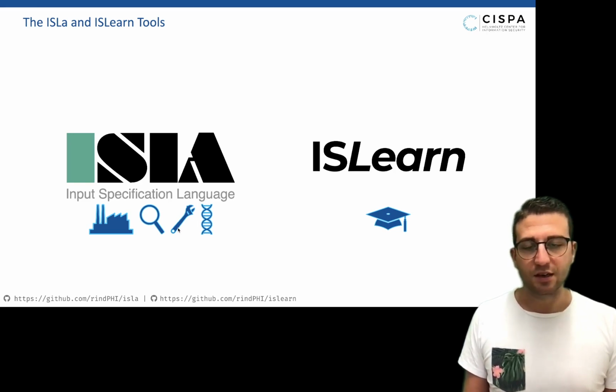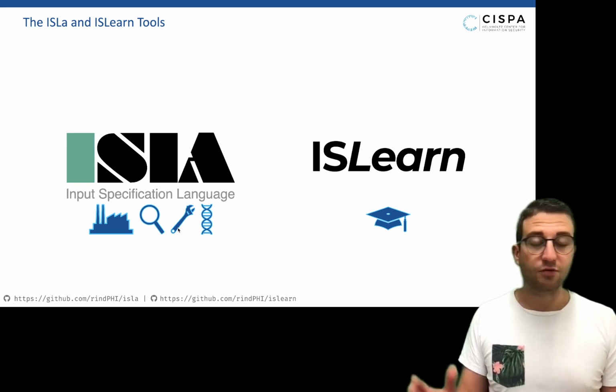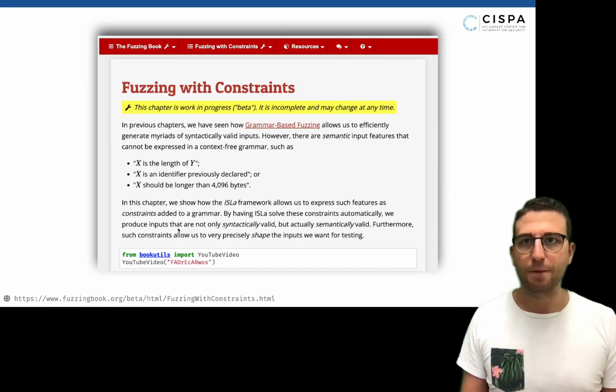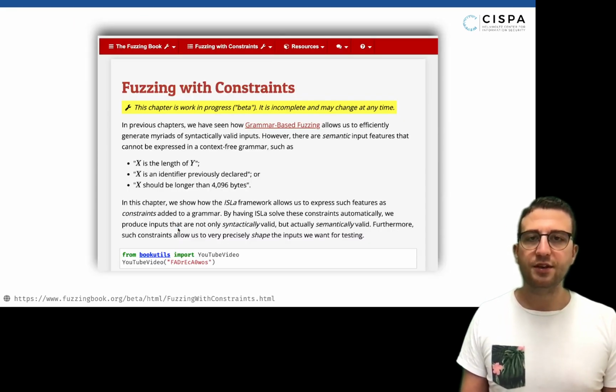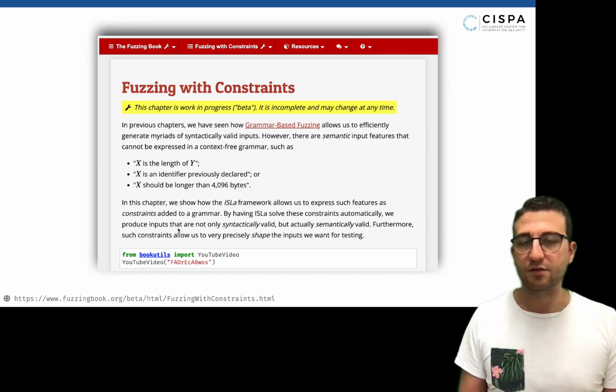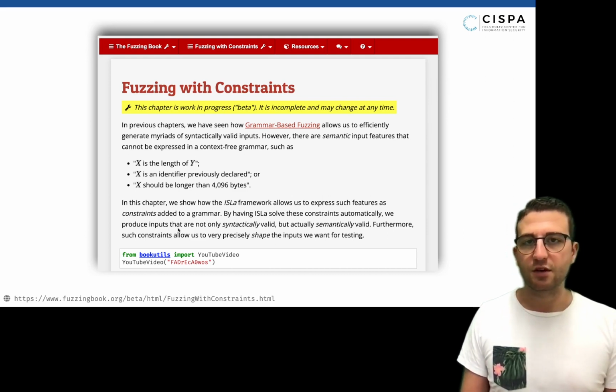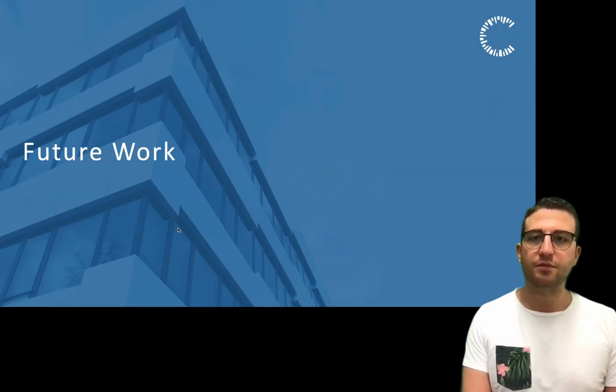And if there are any unclarities or questions, then feel free to write me an email at any time. Also, we have an interactive tutorial in the fuzzing book, which is a really nice way to get started with ISLa, and it has a lot of examples and exercises and even a video. So just check this out if you want to use ISLa yourself.